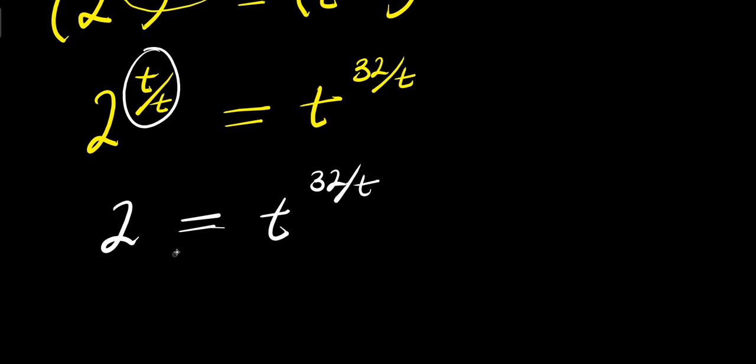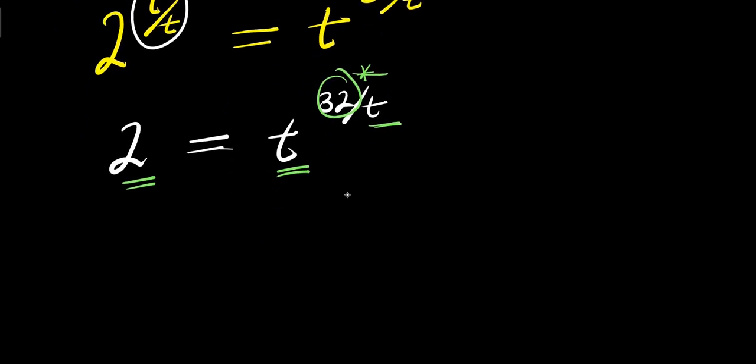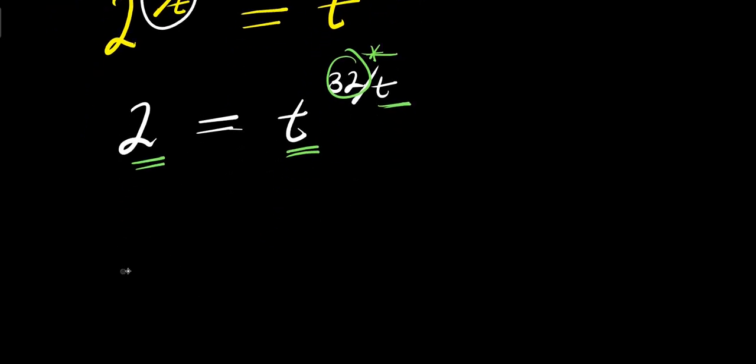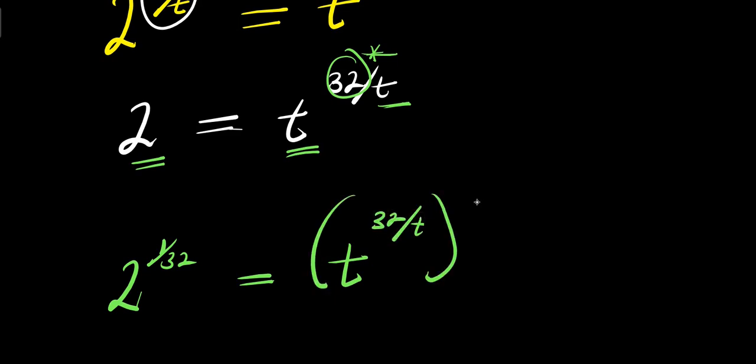So at this particular point in time, we observe that there's a variable here, there's a variable here, and there's a number here. So let's also eliminate this number from here and move it towards here. For us to achieve that, we multiply this exponent again by 1 over 32. We have 2 power 1 over 32 equals t power, this is 32 divided by t, and this is raised to the power 1 over 32.